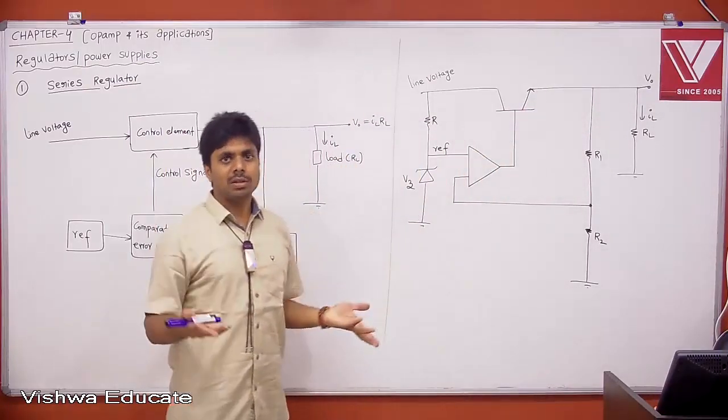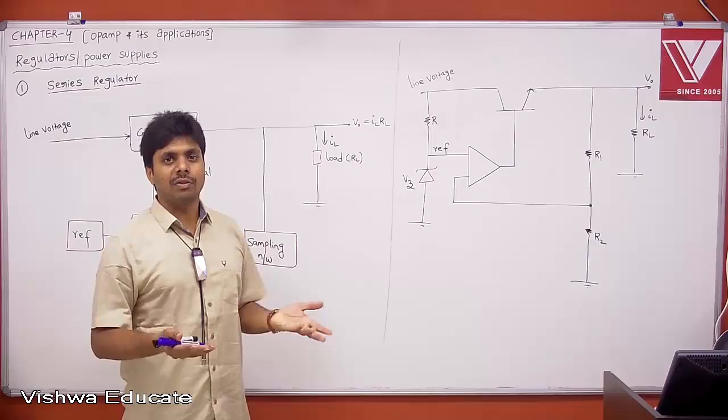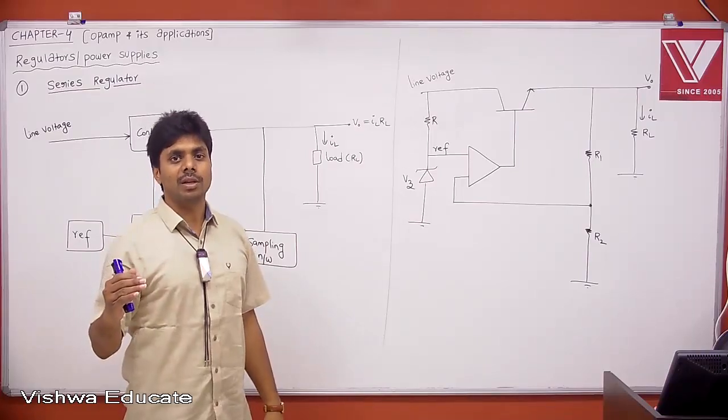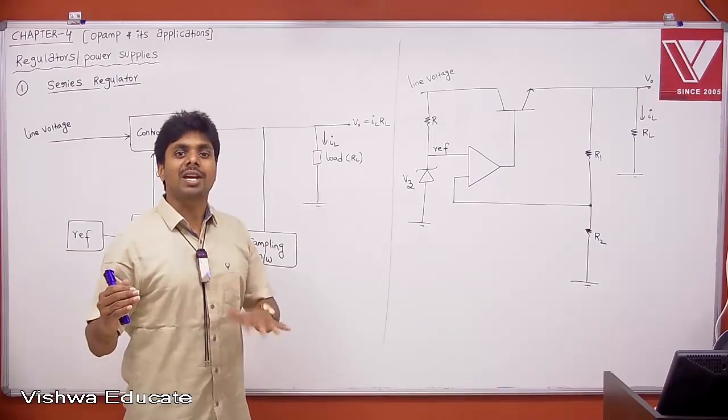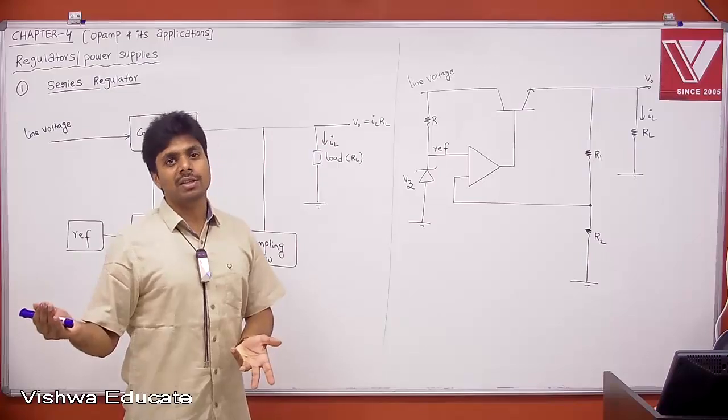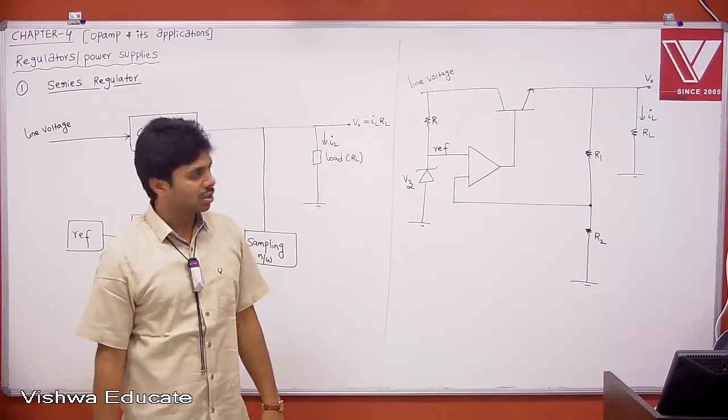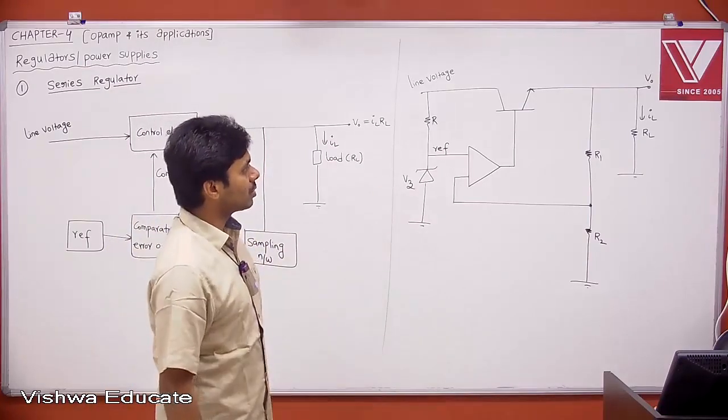This is the feedback concept. Therefore, for feedback the reference is always very important. With respect to the reference only we try to correct everything. If the reference itself has some variation, your output also has some variation. That is fine. Now let me explain how it is going to correct.